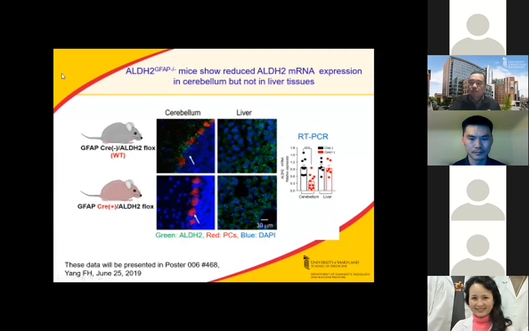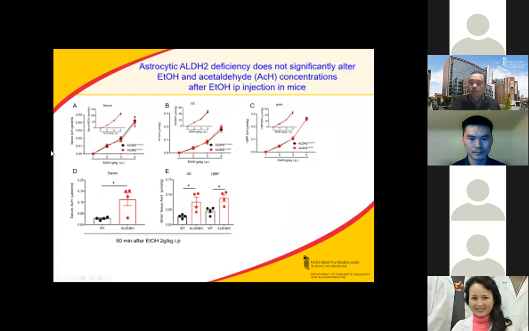And then we measured alcohol injection. We gave different doses, from a single injection at low dose to high dose. And then we measured the acetaldehyde level in the serum. We found that there's no difference between the wild type and knockout model. And in the cerebellum, there is also no difference in the acetaldehyde level.